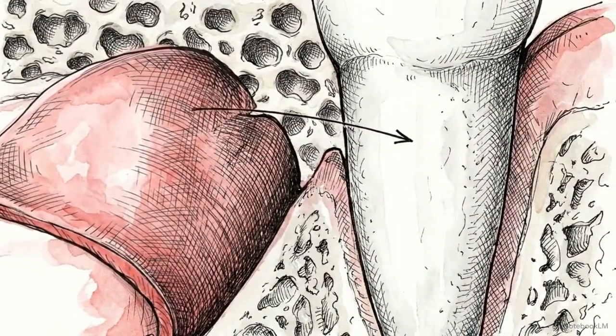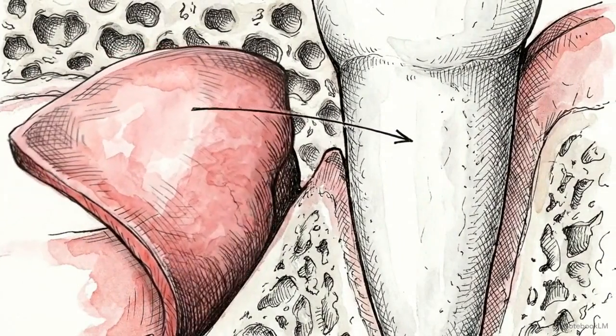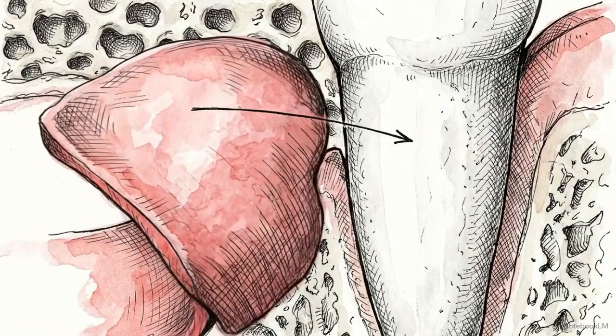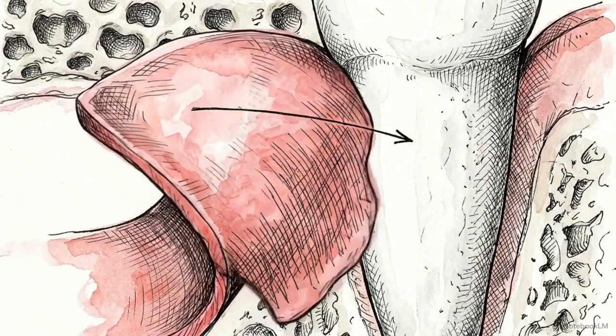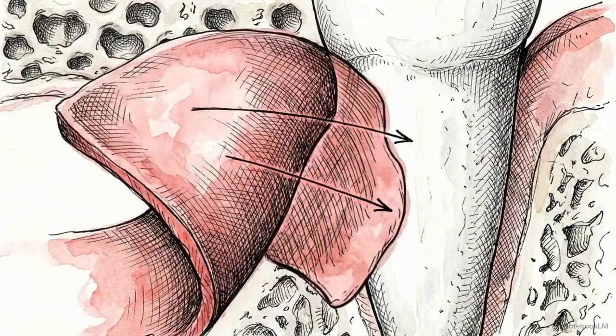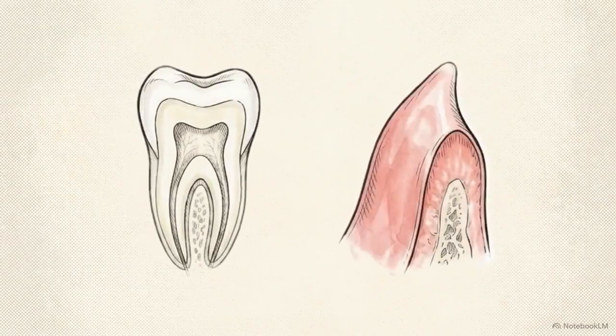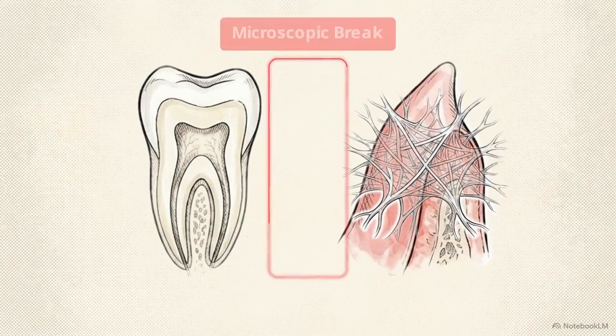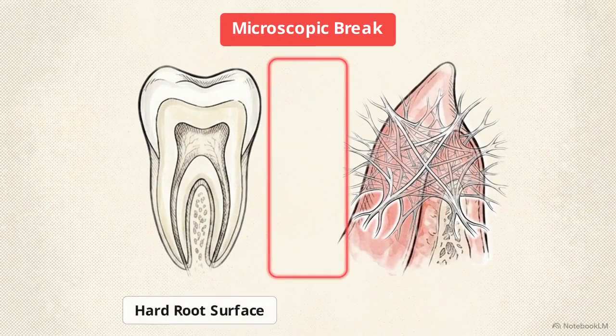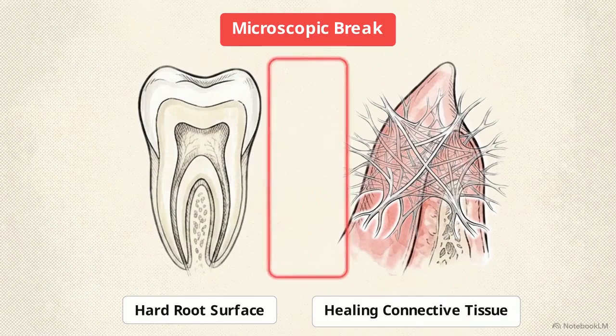The primary objective of periodontal pocket surgery is to secure a trimmed, often coronally displaced mucoperiosteal flap in a precise position. This position must be held stable for 7 to 14 days. If the flap is not tightly adopted to the tooth, a microscopic break remains open between the hard root surface and the healing connective tissue.